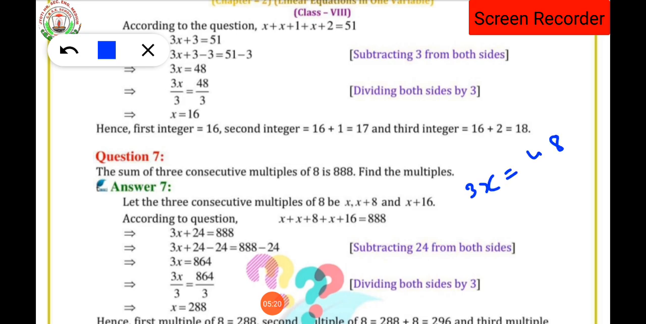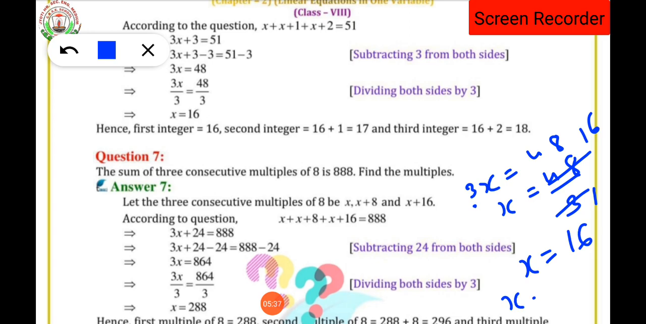We got the equation. Now this 3 goes to the denominator, so 48 will be divided by 3. So what will be the answer? 3 ones are 3 and 3 sixteens will be how much? That is 48. So what is the value of x? We are getting 16. The second consecutive integer is x plus 1, so 16 plus 1 will be 17.